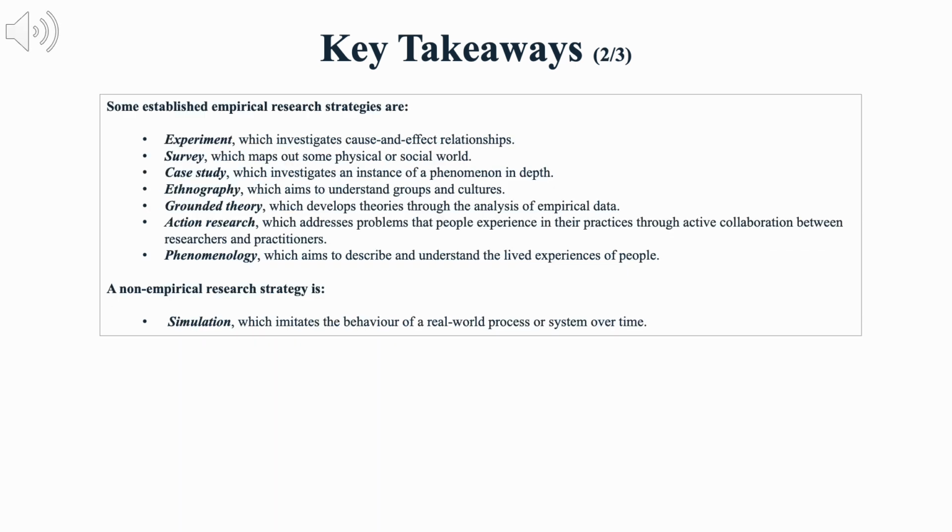Some established empirical research strategies include experiment, which investigates cause and effect relationships; survey, which maps out some physical or social world; case study, which investigates an instance of a phenomenon in depth; ethnography, which aims to understand groups and cultures; grounded theory, which develops theories through analyzing empirical data; action research, which addresses problems practitioners experience through collaboration; phenomenology, which describes and understands the lived experiences of people. A non-empirical research strategy is simulation, which imitates real-world processes over time.